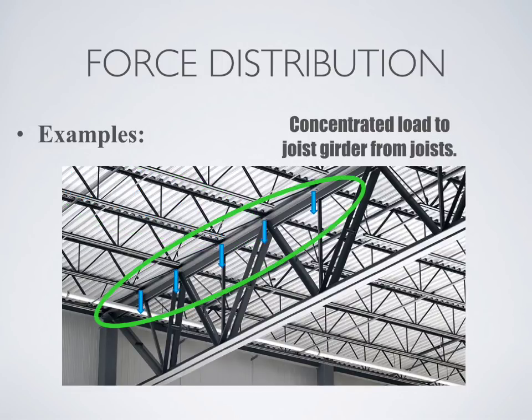Now remember, the load path moves from the deck to the joist girder. When the joists sit on top of the joist girder, they are only touching the girder at one point. They are creating concentrated loads on the girder. They are not distributing it evenly. They are only occurring at every 4 or 6 feet, so they are concentrated loads at the joist girder.